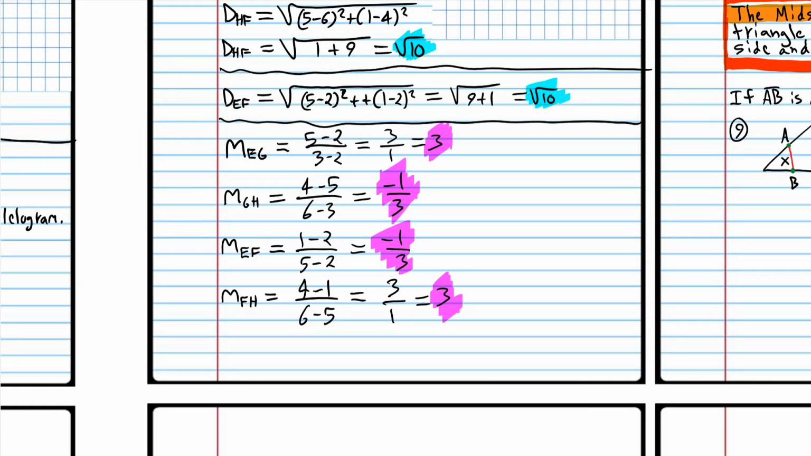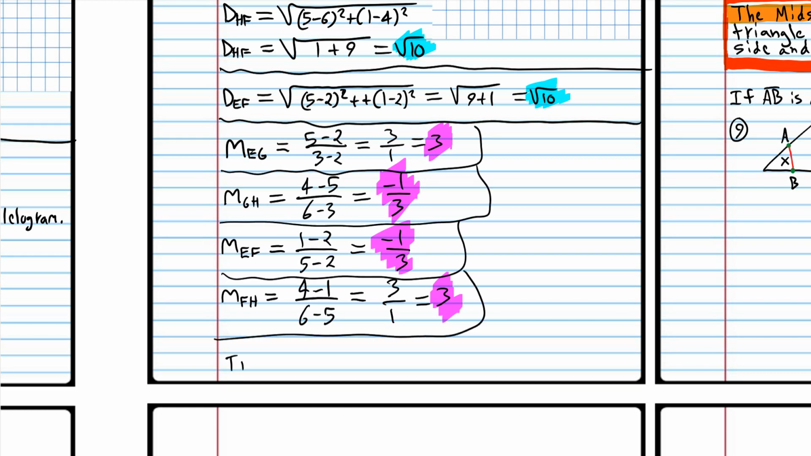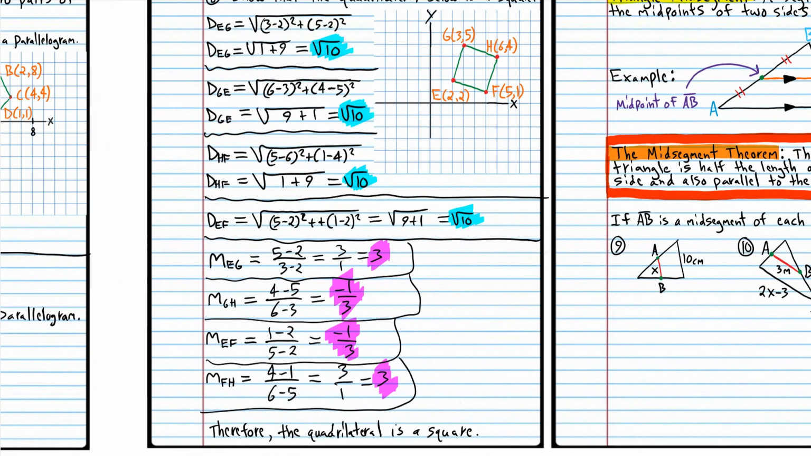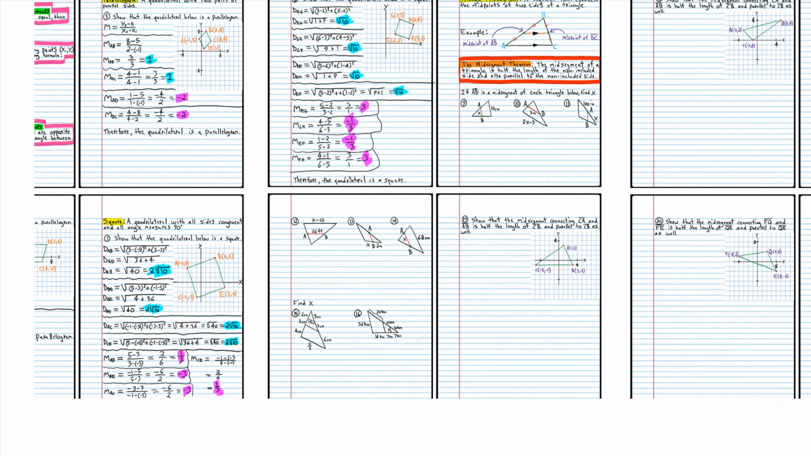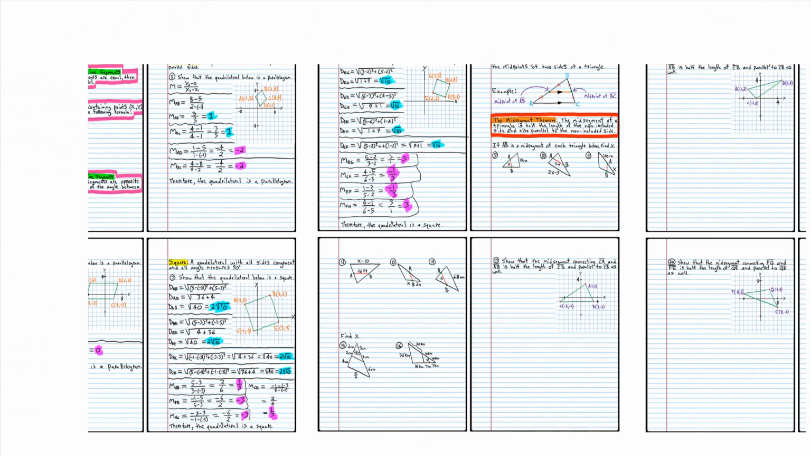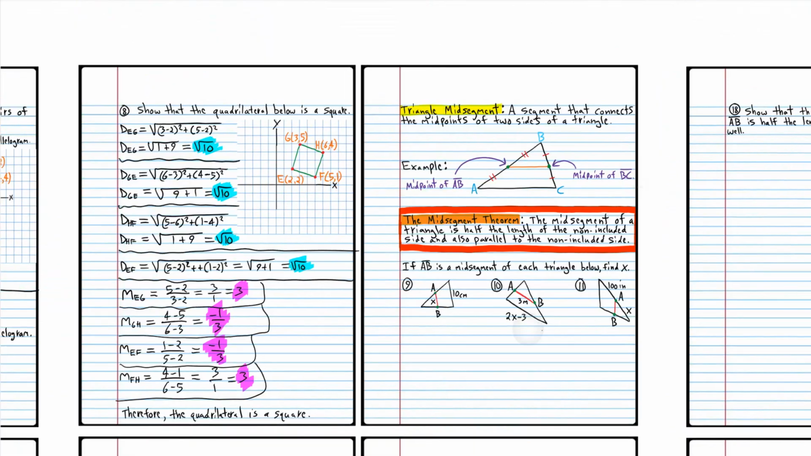All right, so we can just write a conclusion statement. Let's section these off first. The conclusion is, therefore, the quadrilateral is a square. So if you got those answers, good job. Remember, you got to write that conclusion statement. I know that those square problems are a little difficult, but we're not going to do any more of those today, so don't worry about that.